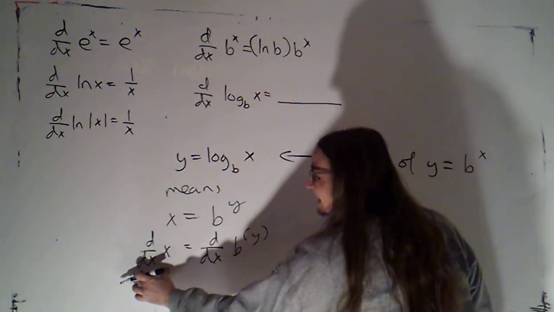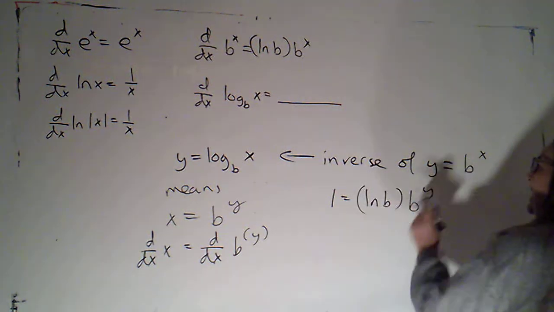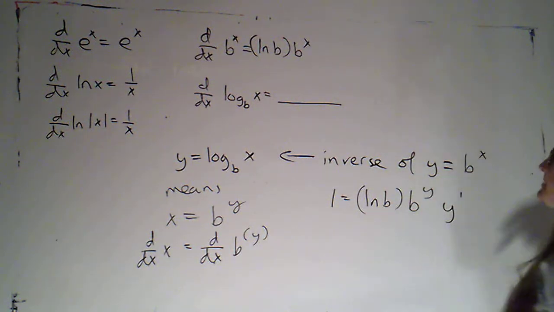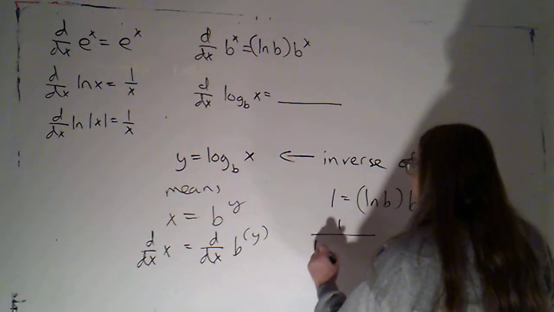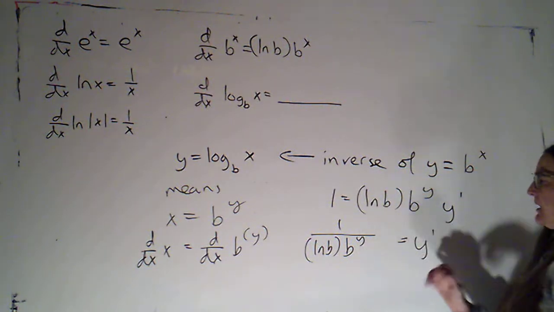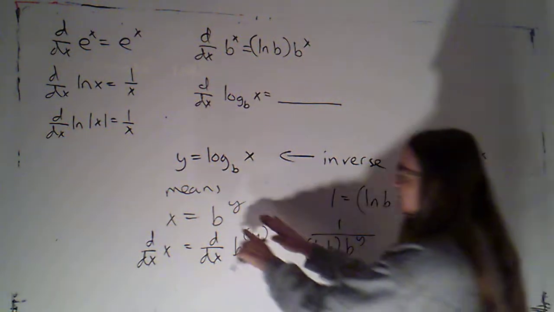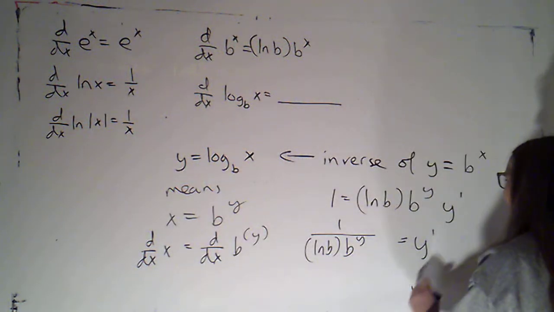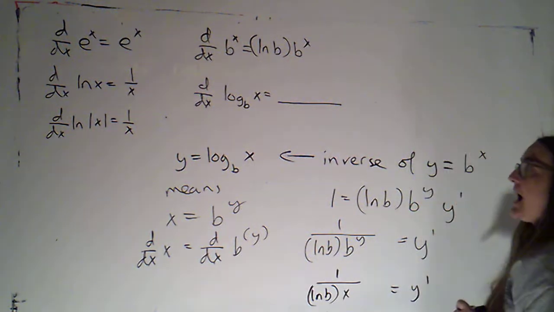1 is what I get on the left side. On the right side, we get the natural log of the base times the original exponential function, b to the y, times the derivative of that inside part, y prime. And so we get that y prime is 1 over the natural log of the base times b to the y. That's giving me my formula for the derivative in terms of y. But remember, b to the y was just a fancy way of writing x. So I can say y prime is the reciprocal of the natural log of the base times x.